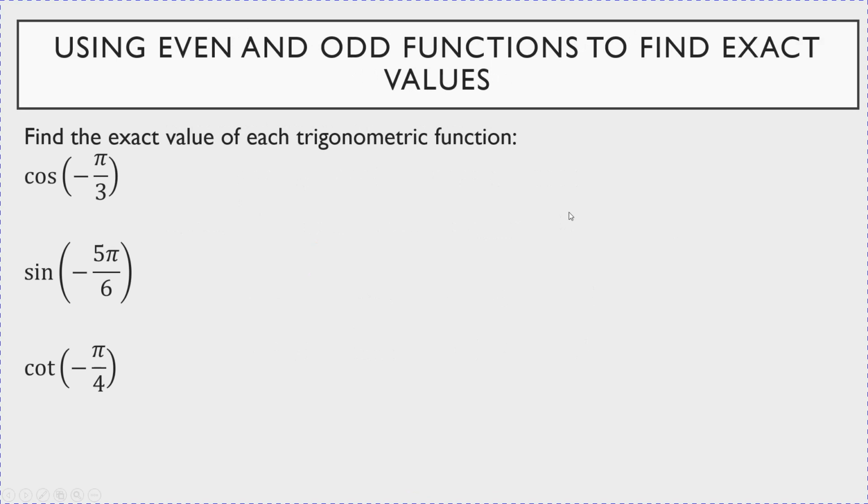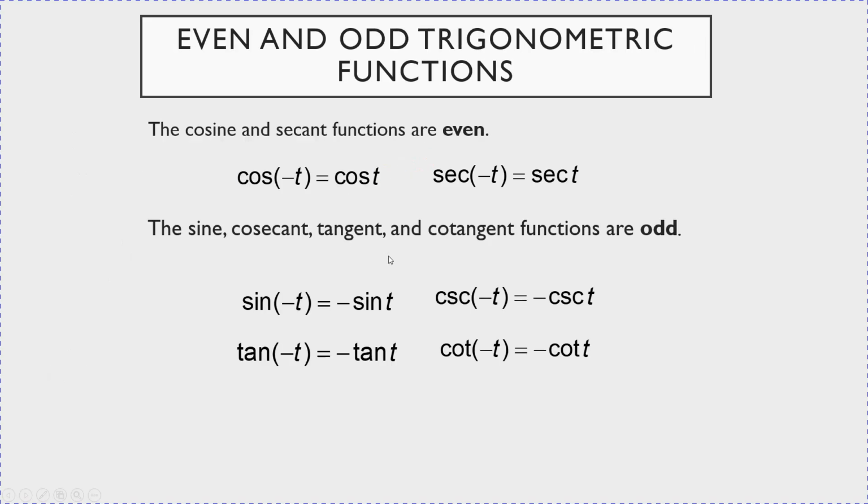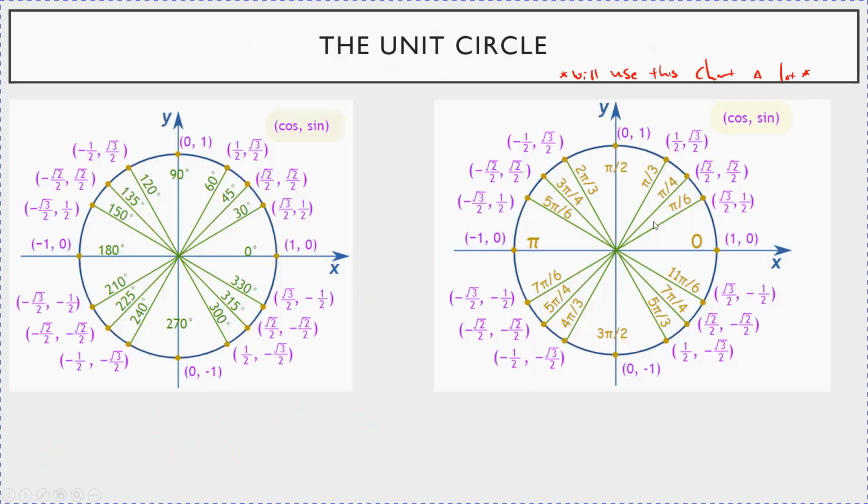All right, so let's evaluate this. Let's find the exact values of each of these. Well, cosine of negative pi over 3. Remember, cosine is an even function, so this becomes just cosine of pi over 3. Then you're going to want to go back to the unit circle, pi over 3 cosine. So that would be 1/2 right there.